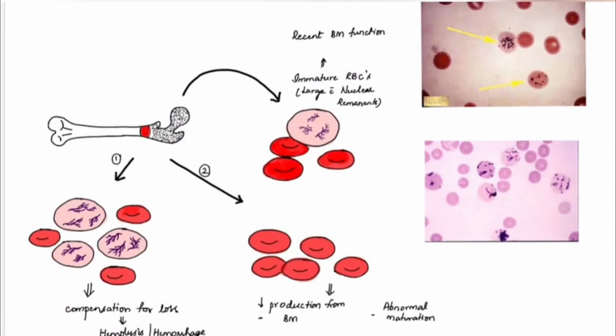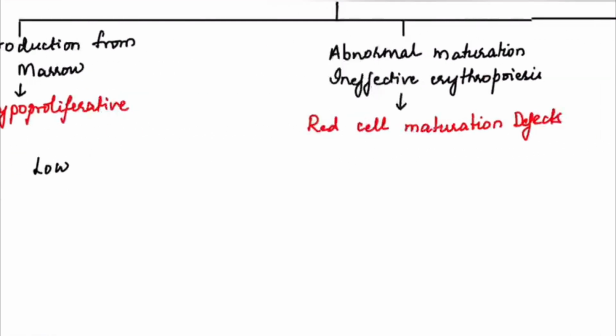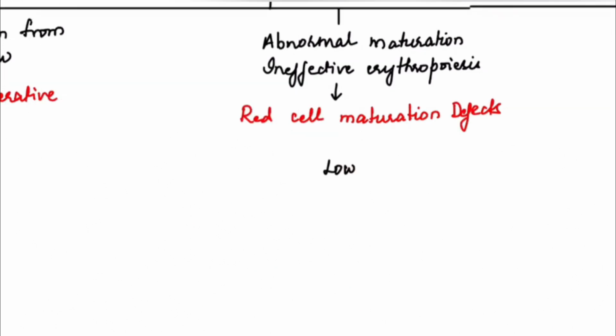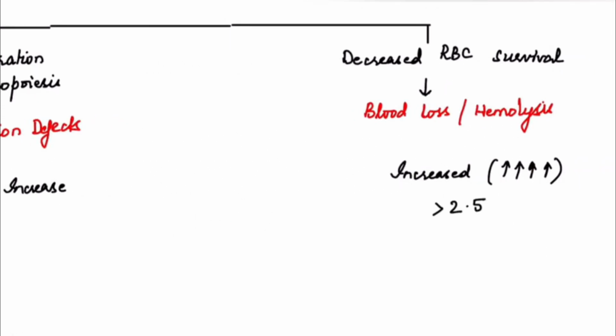Okay, now we'll continue. The reticulocyte production index will be low in hypoproliferative anemia because there is low erythropoiesis. And in red cell maturation defects, because of ineffective erythropoiesis, again the index will be low. When there is decreased survival of RBCs, that may be because of blood loss or hemolysis, the compensation will start activating the bone marrow to produce more reticulocytes, because of which the reticulocyte production index is increased, usually taken as more than 2.5.